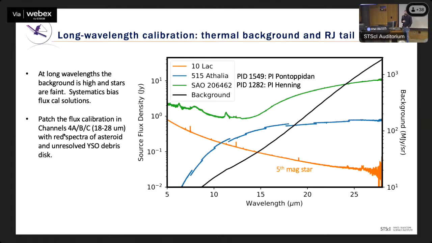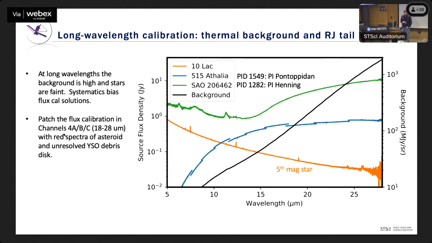Left axis is showing you the source flux density in Janskys. That orange line there is our 5th magnitude primary calibrator star, 10 Lac, and it's really diving down by the time you get out to long wavelengths. At the same time, the thermal background, the axis on the right, that is shooting up very rapidly by the time you get out longwards of 20 microns.